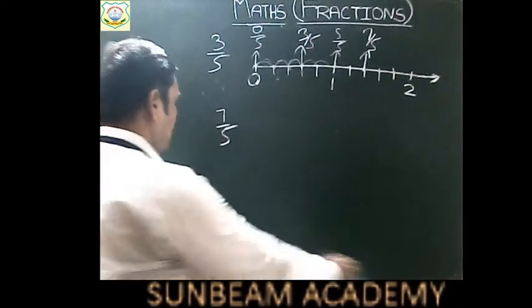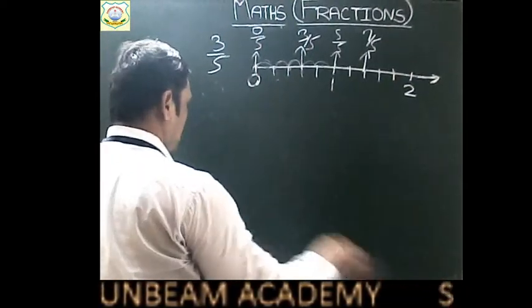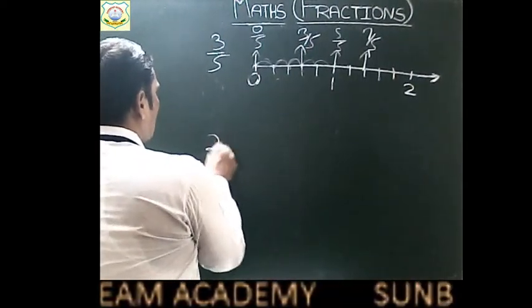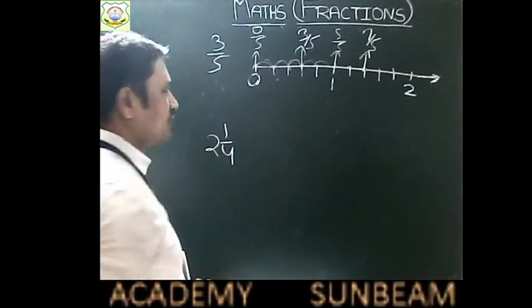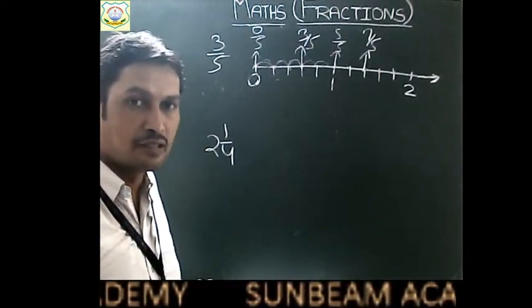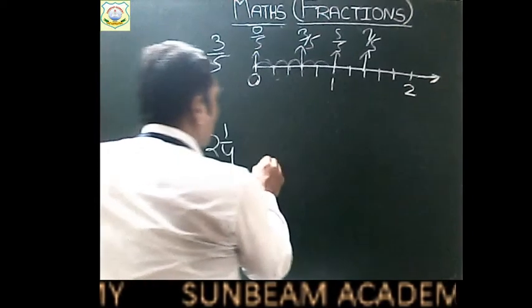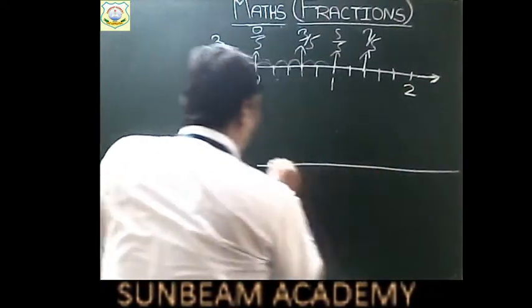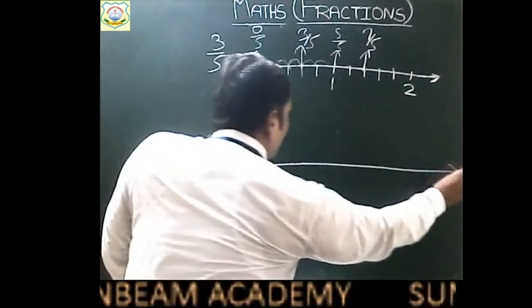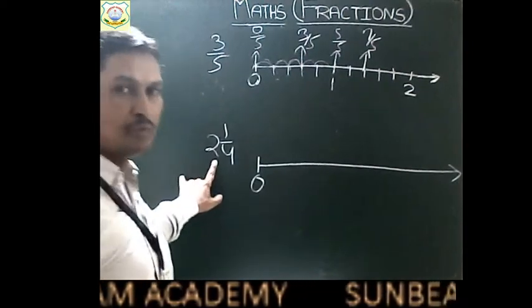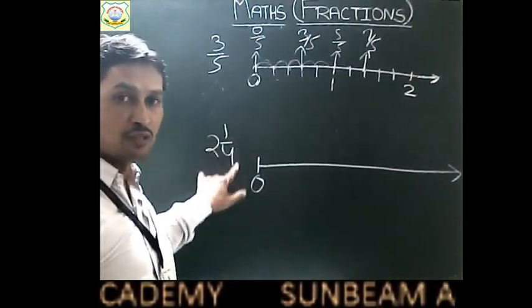Similarly, children, suppose we have some other fraction. For example, take 2 whole 1 by 4, and we have to represent this on the number line. So how can we represent this, children? This is a mixed fraction, right? And here the whole number part is 2. 2 plus 1 by 4.